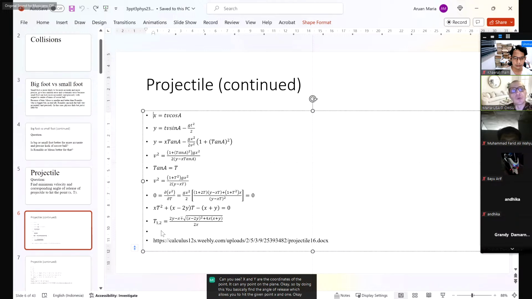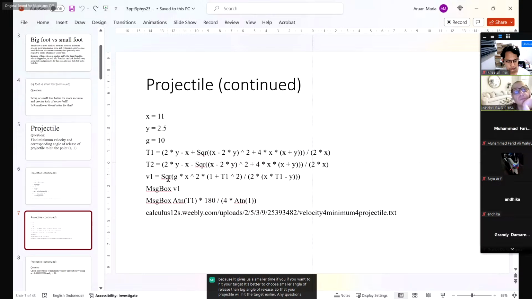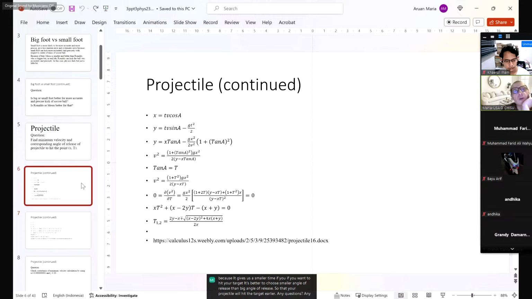Let's move to the next slide, and this is basically the code. It gives you two angles of release, and then it calculates them in degrees. We choose the first tangent, the first angle of release, because it gives us smaller time. If you want to hit your target, it's better to choose the smaller angle of release than the bigger angle of release, so that your projectile will hit the target earlier. Any questions? Any questions about projectile?